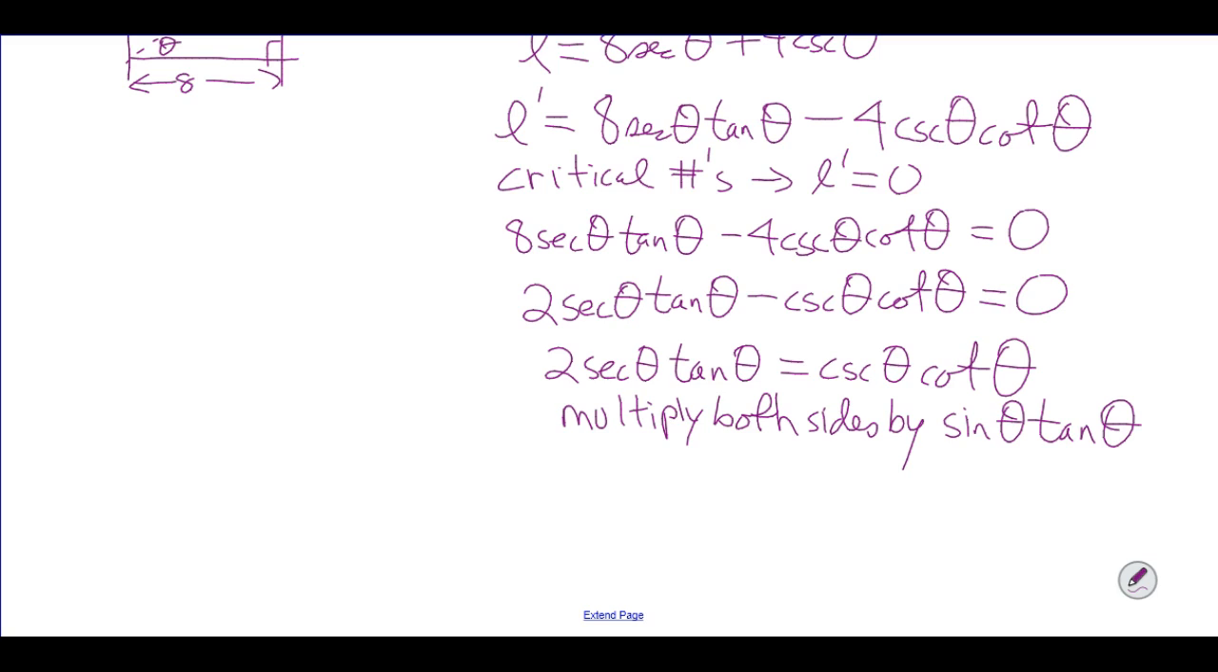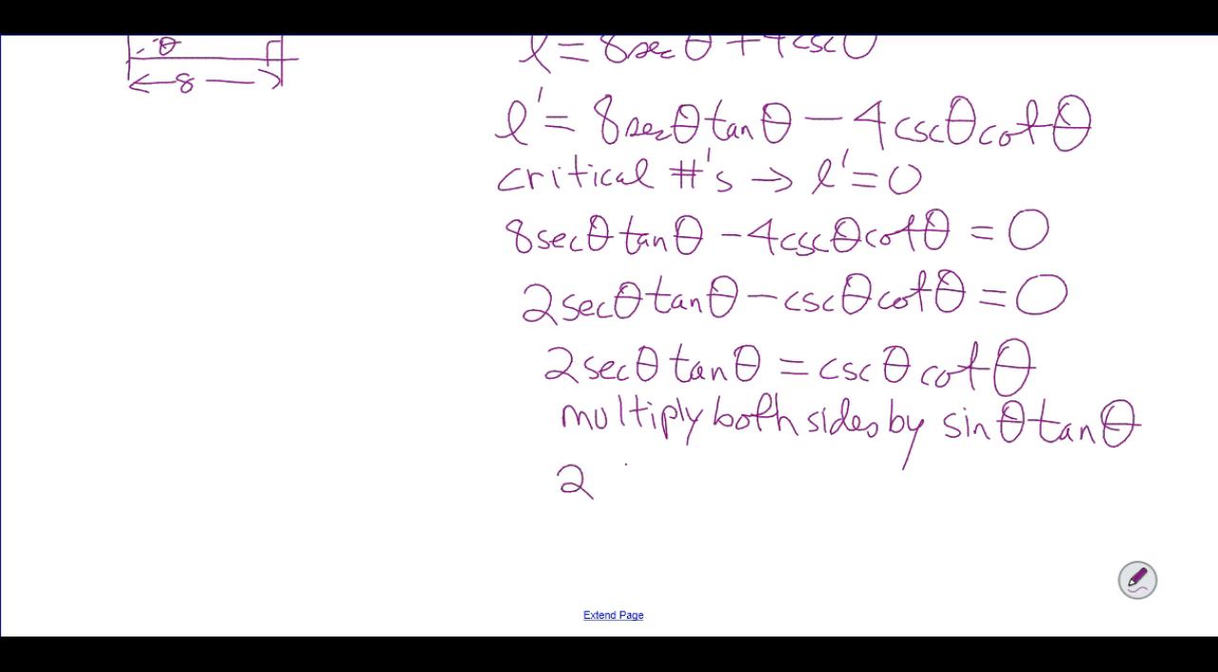So, what is cosecant? 1 over sine. So if I multiply this by sine, this becomes 1. What is cotangent? It's 1 over tan. So if I multiply this by tan, it becomes 1. So when I multiply both sides by sine tan, this becomes 1. You got rid of a whole expression. Now we just have to figure out what happens over here.